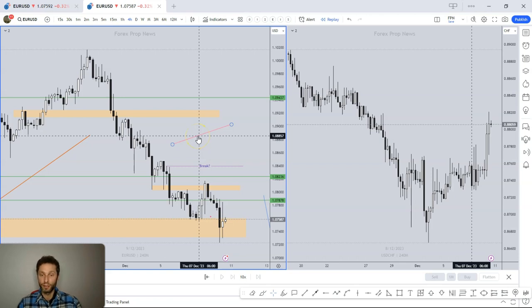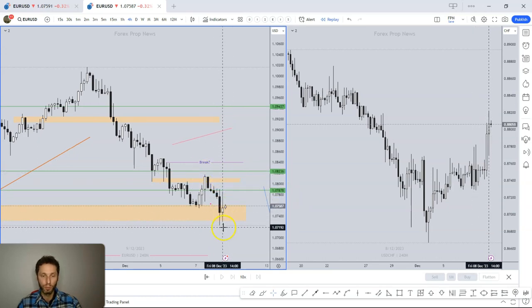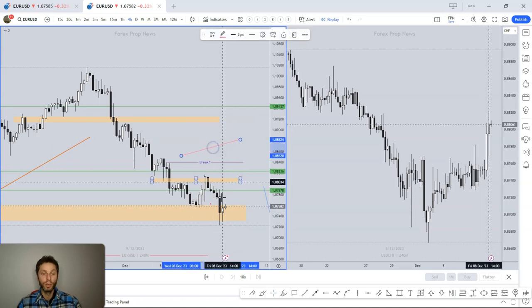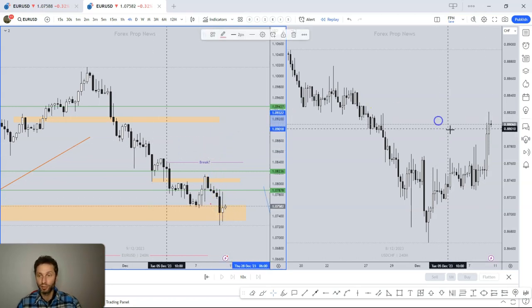Now, another scenario, let's say, for example, you were tempted to enter a buy right here on the level, and you wanted to buy the euro. If you want to buy the euro, again, what do you want to see? You want to see dollar Swiss move lower, as dollar Swiss is inversely correlated.